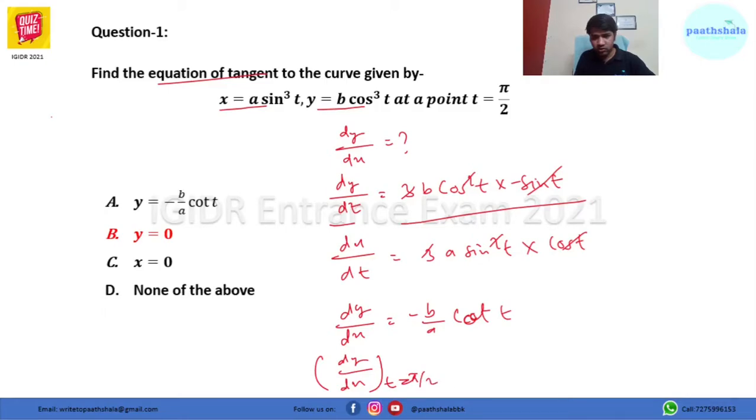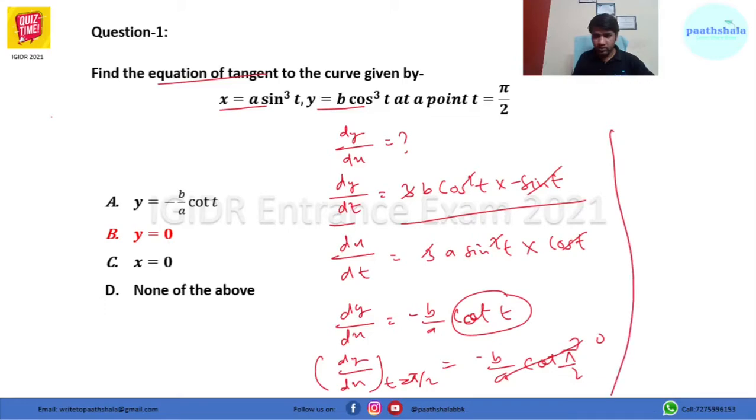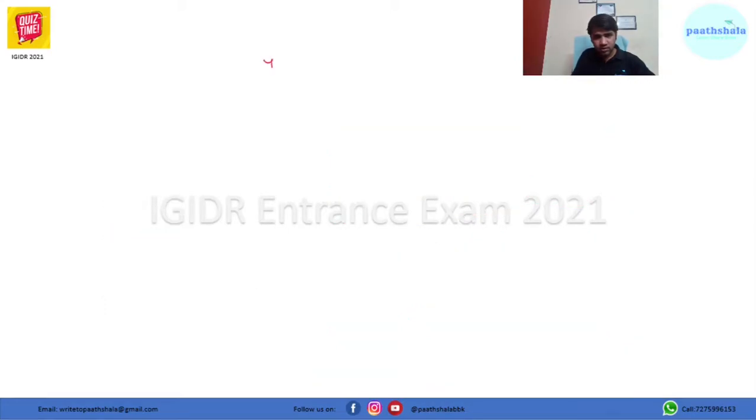So this will come out to be minus b by a cot pi by 2. This value is 0 because cot pi by 2 is 0. In order to find the equation, we know that the equation of tangent is y minus y1 equals m into x minus x1. This is the equation.